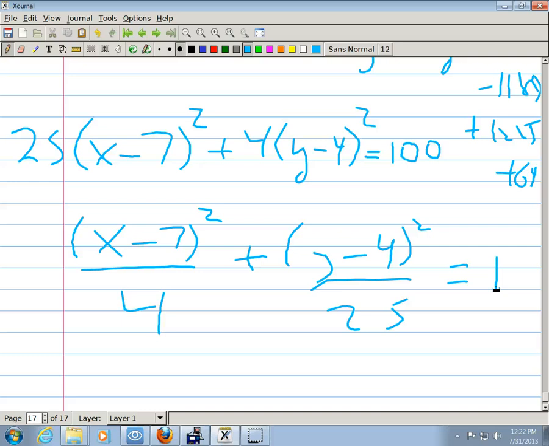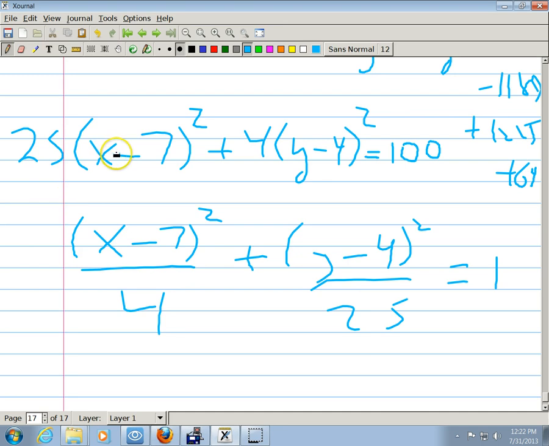There you go. So you know how to complete the square when there isn't a 1 in front. I just divided everybody by 100. This stuff adds up to 100. Then I divided everybody by 100. 25 over 100 is 1/4. 4 over 100 is 1/25. Right? Just divide by 100.